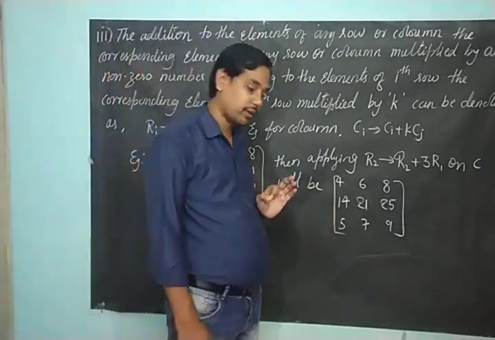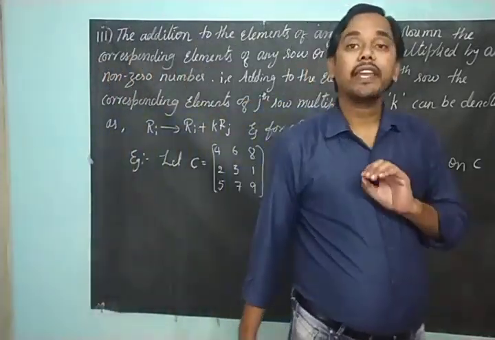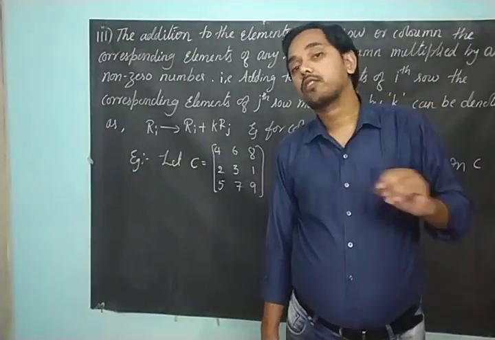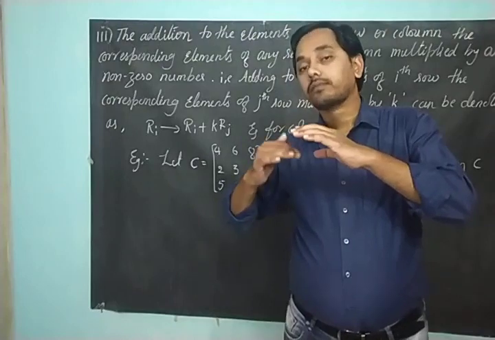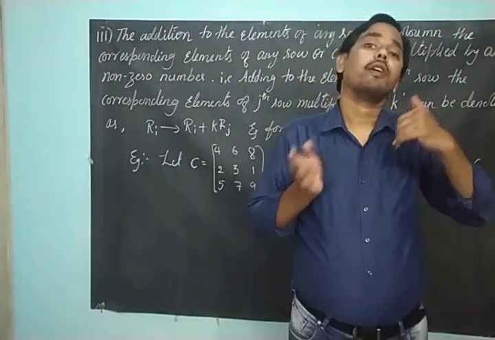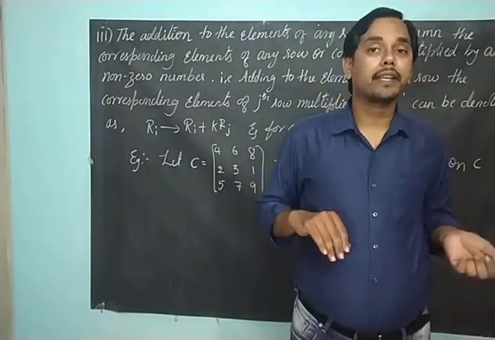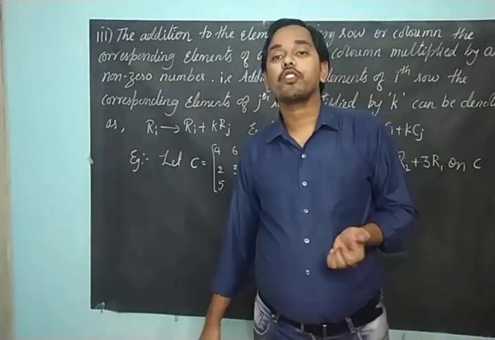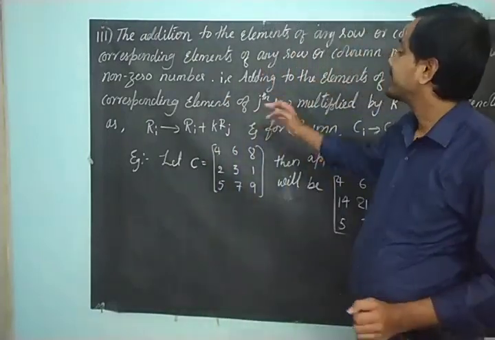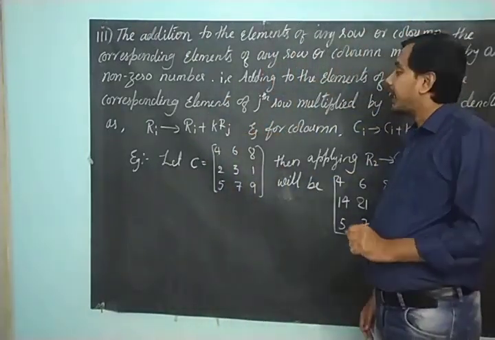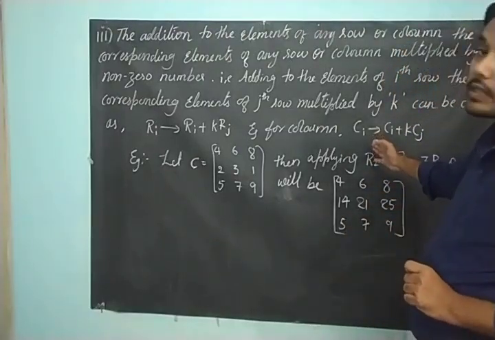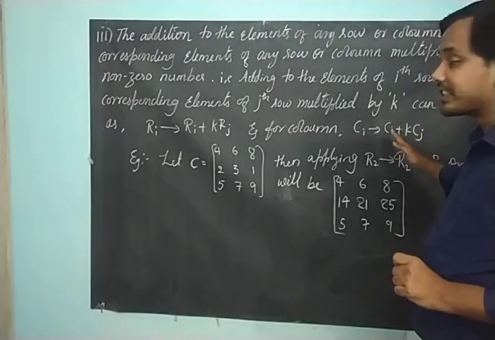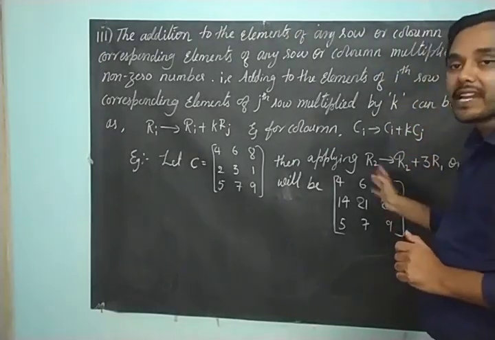Once again I repeat. To the elements of any row or column, if you are adding the corresponding elements of any other row or any other column multiplied by a non-zero constant, then it can be represented as Ri changes to Ri plus K Rj, or if it is for a column, Ci changes to Ci plus K Cj.